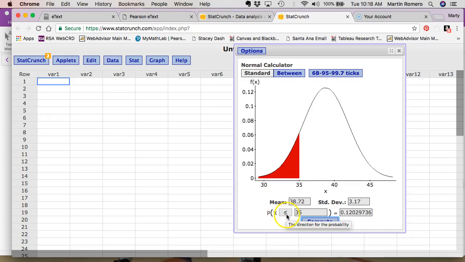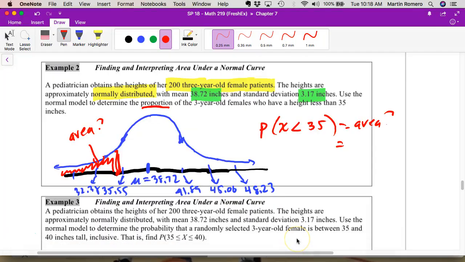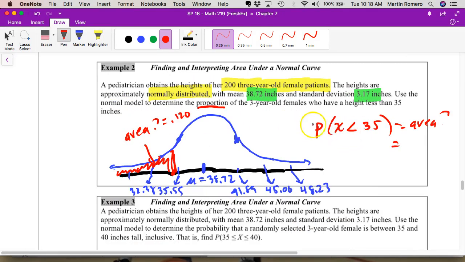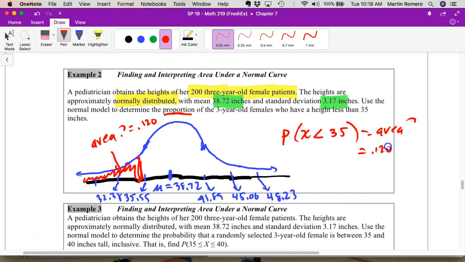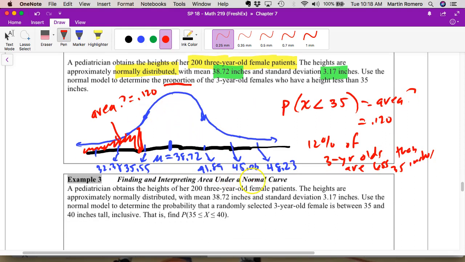So you compute, and you can see a nice picture here. StatCrunch only gives you the option of less than or equal to, so we would choose that. And then it's 0.120. And so in this case, we know the area is equal to 0.120, or 12% of 3-year-olds are less than 35 inches. That's it. That's how we solve that. So we always have to draw that curve. Let's move on to the next one.